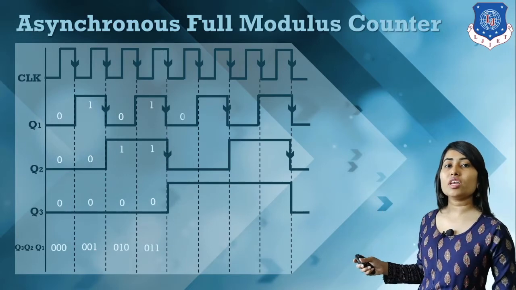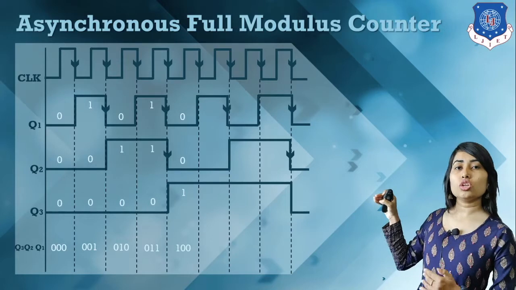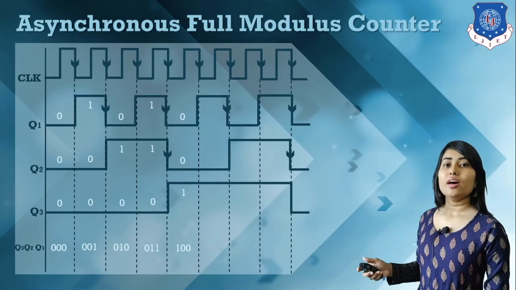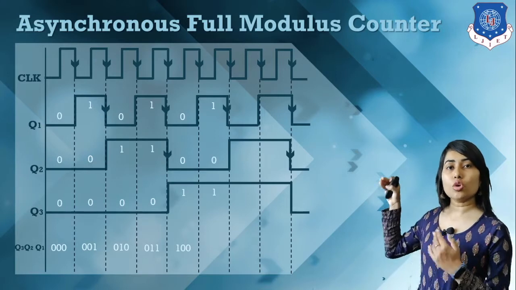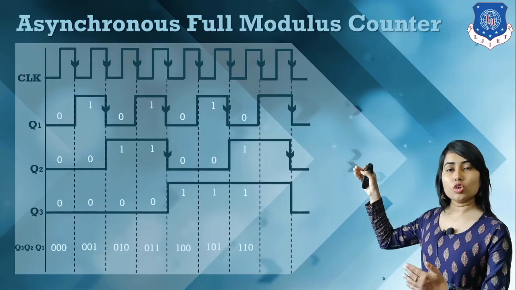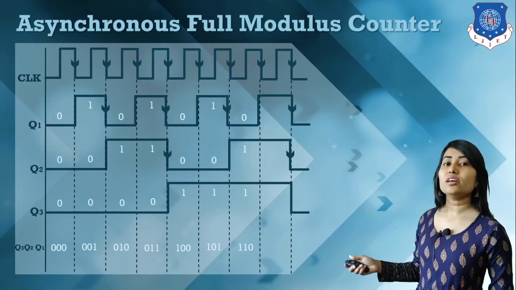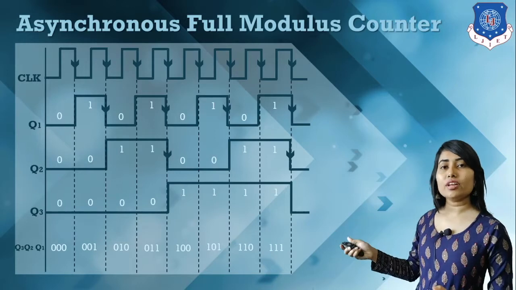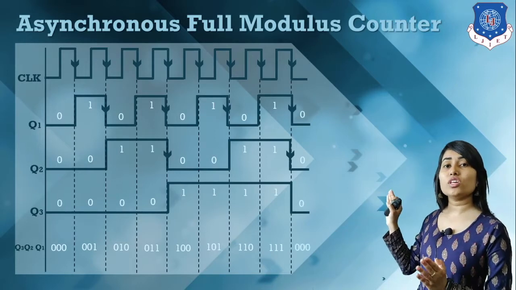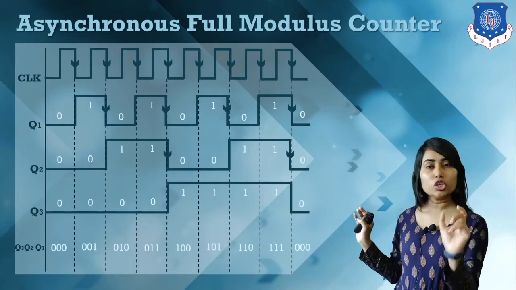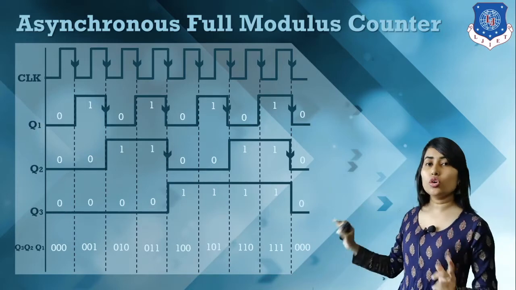And then we have 1 0 0, that is 4. Then 1 0 1, that is 5. Then 1 1 0, that is 6. And here we have 1 1 1, that is 7. After 7 it will restart with 0 0 0, that means 0. So here we have a total of 8 unique states, 0 to 7.